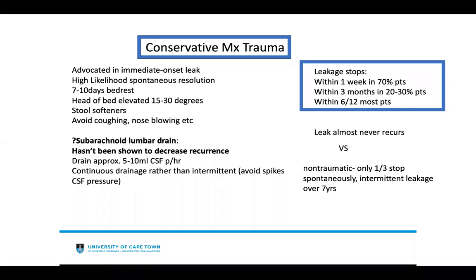The literature does describe and question whether or not you should be considering a subarachnoid lumbar drain. As I mentioned before, this is not practiced at Groote Schuur Hospital, and these lumbar drains have not actually been statistically shown to decrease the recurrence rate of CSF leaks. But if you are going to put a drain in, then in essence, you should drain around 5 mL of CSF every hour, and you should do continuous drainage rather than intermittent so that you avoid spikes in the CSF pressure.